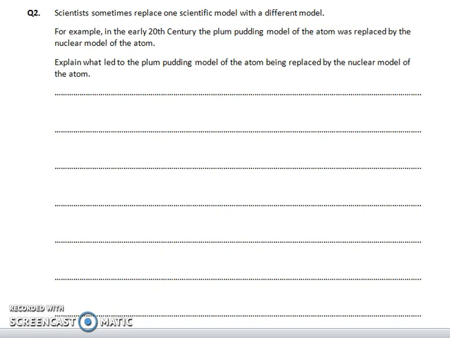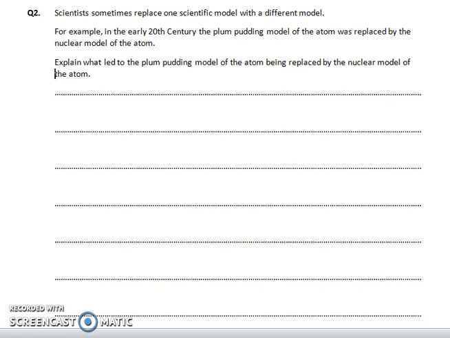The next step in the development was that Rutherford and Marsden were shooting alpha particles at gold foil. They were a bit surprised because the alpha particles passed straight through in the main. Only a very small number bounced back. This led to the conclusion that it must be a very, very small nucleus, with most of it being empty.